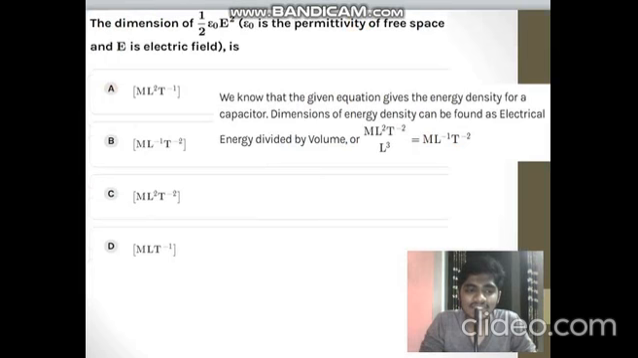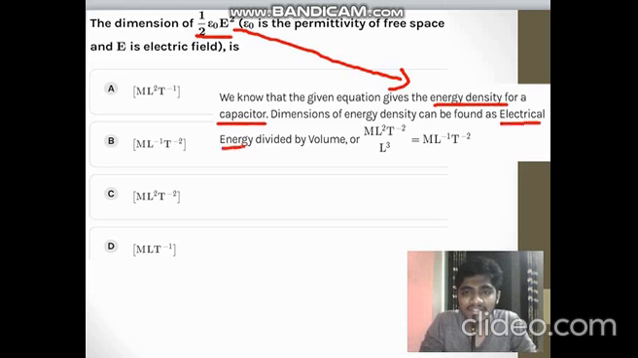Now talking about the sixth one: if the dimensions of half epsilon naught E square, where epsilon naught is the permittivity of free space and E is electric field. This expression is actually energy density for a capacitor. So we can directly write that formula and write the dimensions. Energy density's formula is energy divided by volume. Energy's dimensional formula is M L^2 T^-2 divided by L^3. So when you write that, you will get M L^-1 T^-2. So this is the right answer.